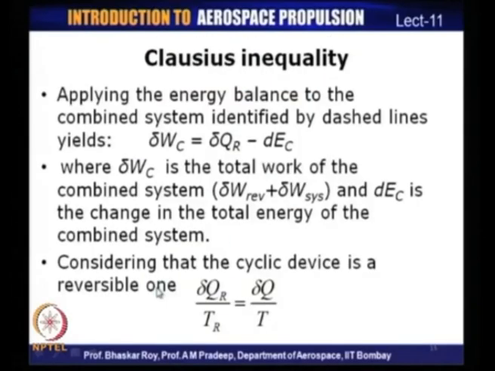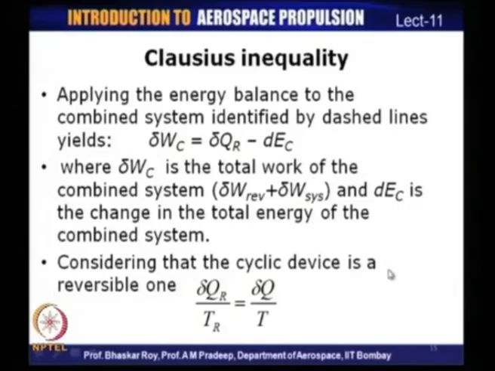Now, if you were to apply the energy balance to the combined system that we have seen, which consists of the system as well as the cyclic device, the net work output delta W c is equal to delta Q r minus d E c. Now, delta W c is the total work of the combined system, which consists of the work done by the reversible cycle as well as the work done by the system. So, delta W c is equal to delta W reversible plus delta W system, and d E c is the change in total energy of the combined system.